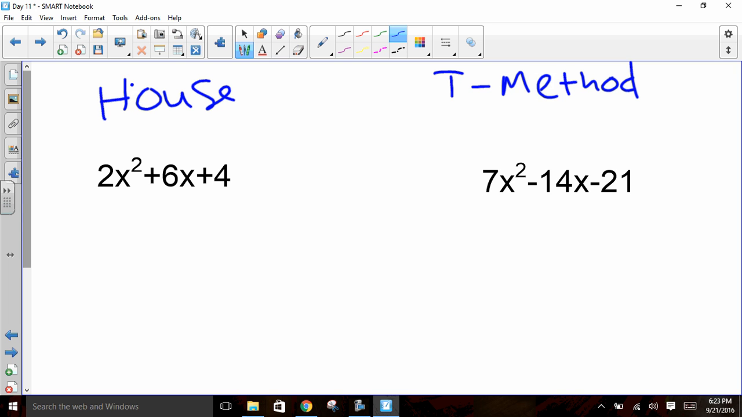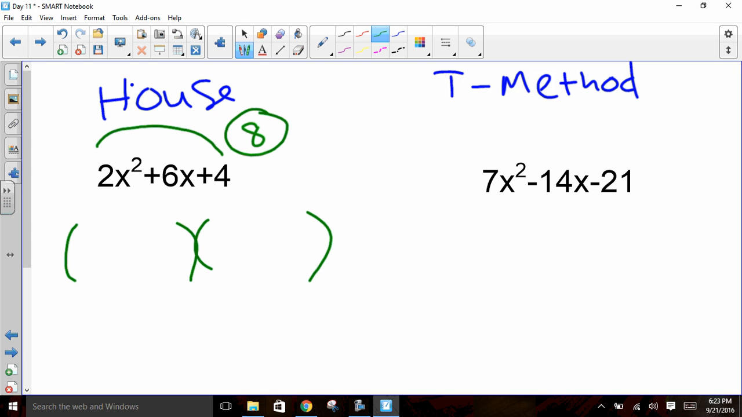So on house method, I know I have a nice sunny day, and in my nice sunny day I have the multiplication of 2 times 4, which gives me a nice lovely 8. On my nice sunny day, I get close to my house. My house has some windows, which is my parentheses. My windows need some blinds. So I gotta think what first multiplies into 2x squared. Well, we know that x squared is equal to x times x. But what about 2? What two numbers multiply into 2? Yeah, 2 times 1. So I'm going to have a 2x and a 1x, or just plain x.